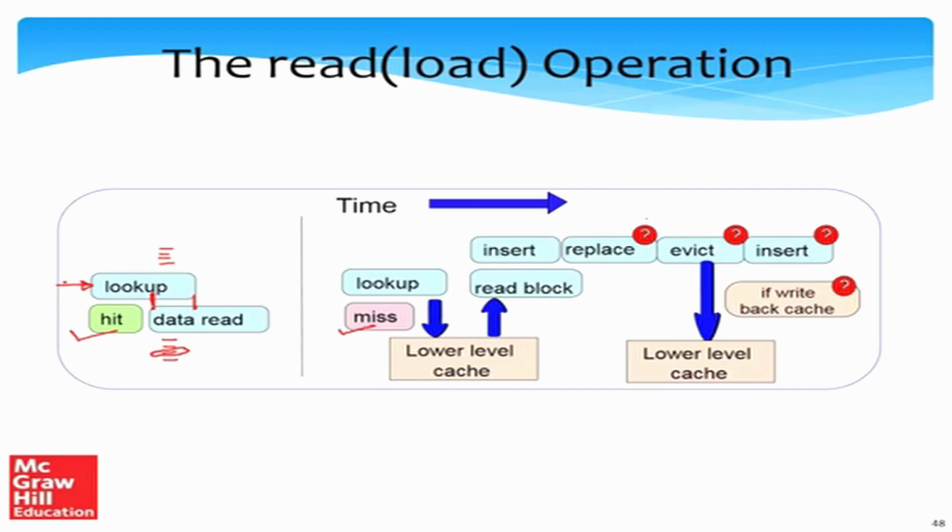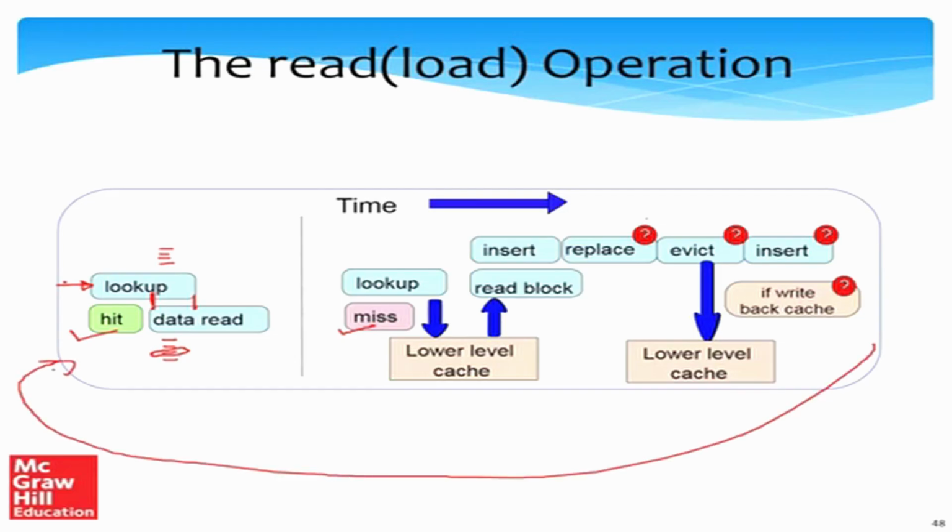If it's a write back cache, there can be a necessity of writing it to the lower level if it's modified, and then again we insert the line that has come. After that, we again go to this stage where, in this case, we know where exactly we put it, so we can issue a data read after this.